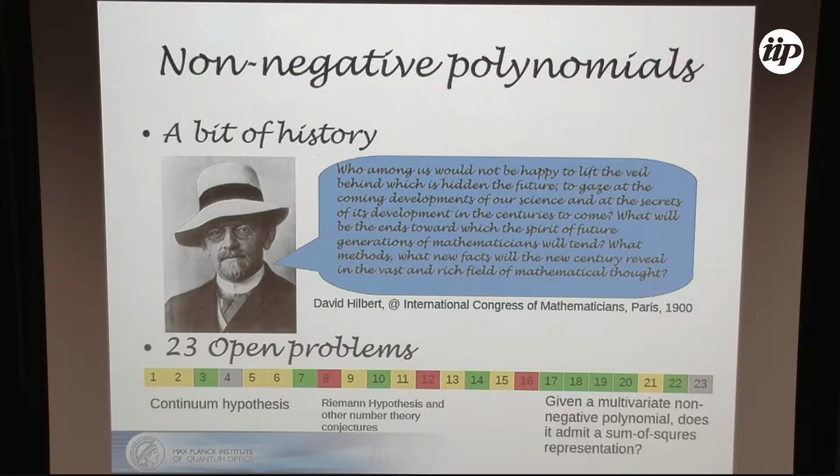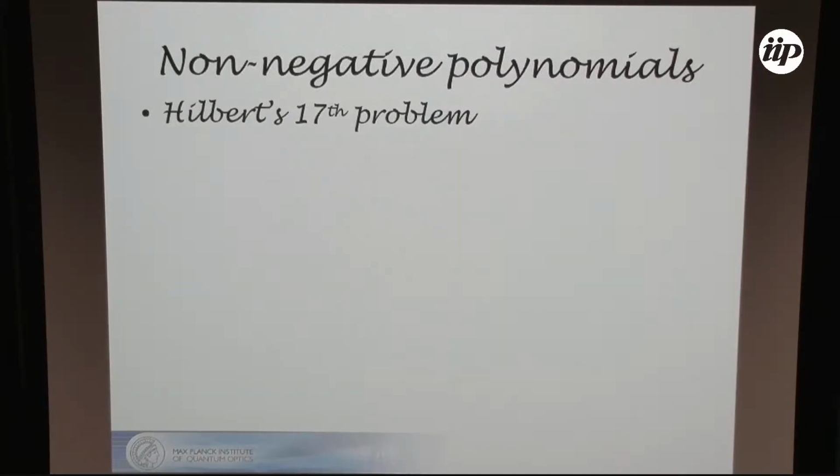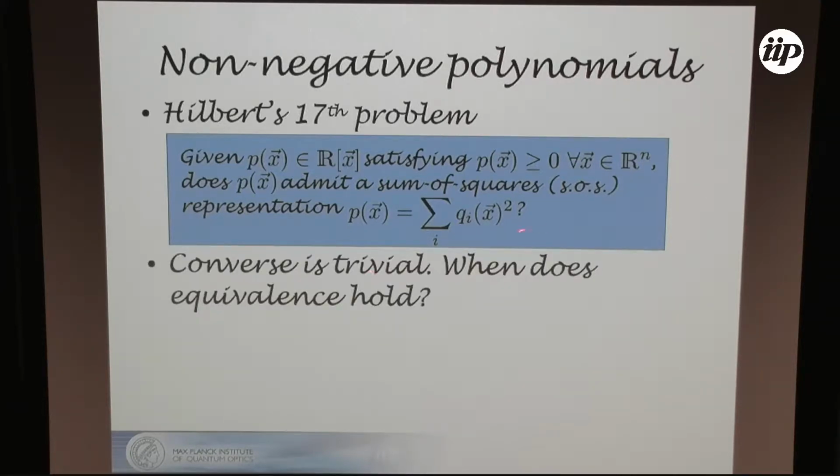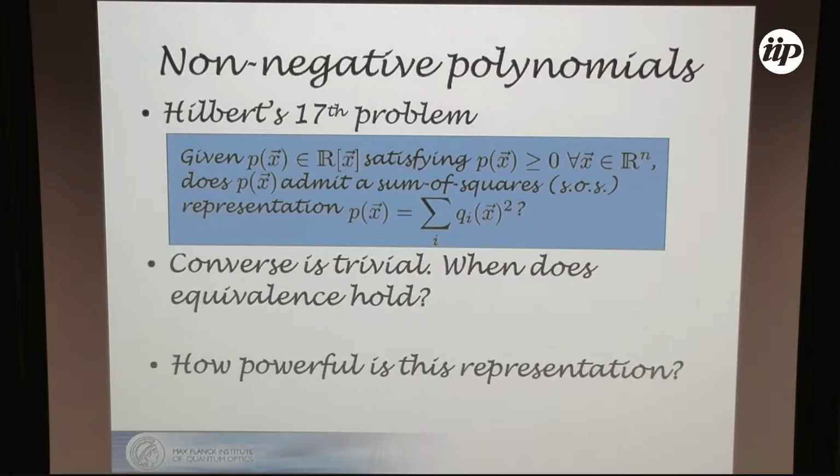So given a multivariate non-negative polynomial, does it admit a sum of squares representation? This is very related to what I'm going to present here, right? And well, Hilbert's 17th problem. So you can formalize it in this way. So we have a polynomial of many variables, right? That is positive. Can I express it as a sum of squares of other polynomials that are also multivariate? So you see that the converse is trivial because if I have a sum of squares, this automatically is positive, right? But is it equivalent always, or in which situations, right? And also, I think kind of valid is how powerful is this representation.